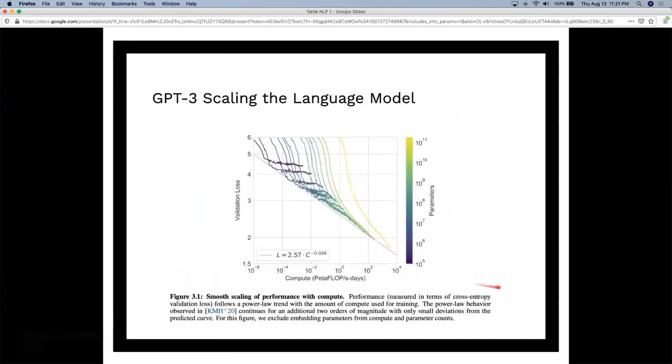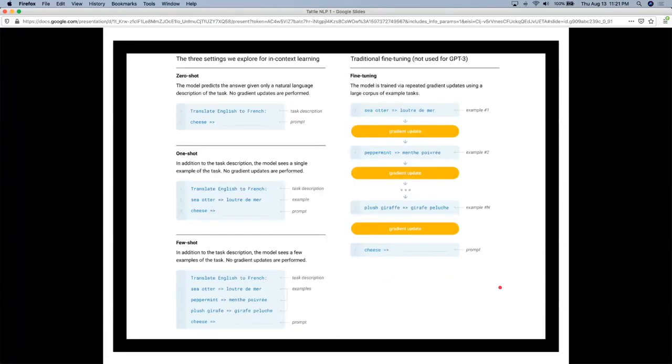Sorry, just to confirm, here when we talk about task description, example, and prompt, again, this is just a simple concatenation of all of this, right? As in our input sequence. Complete concatenation. Everything is just raw text. There is nothing going on there.